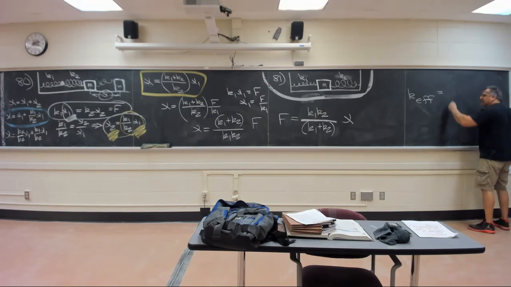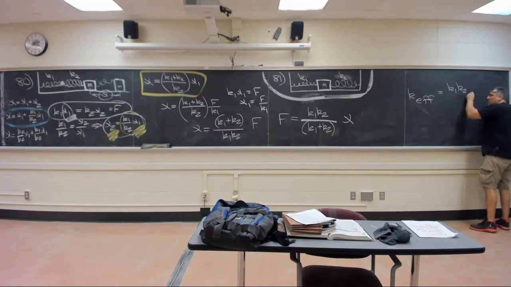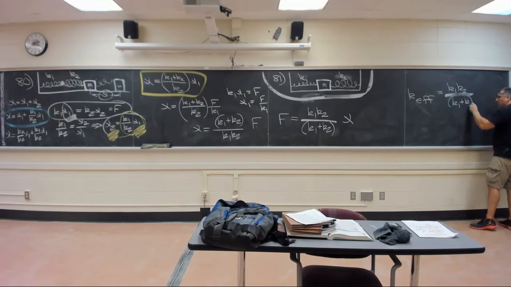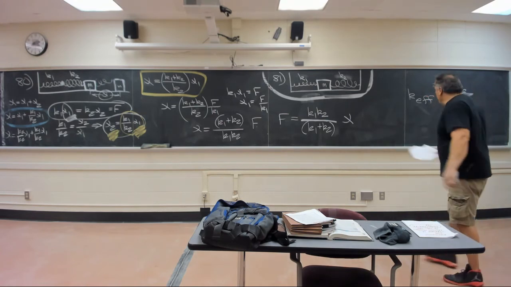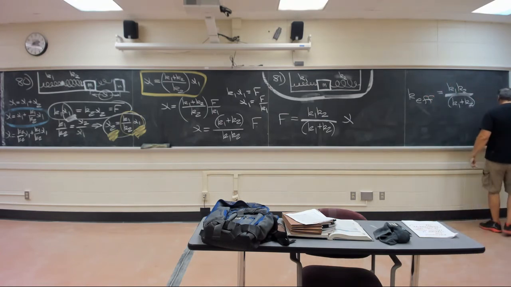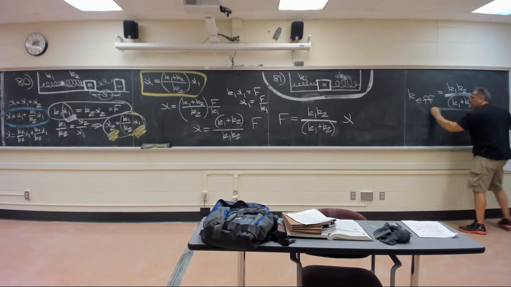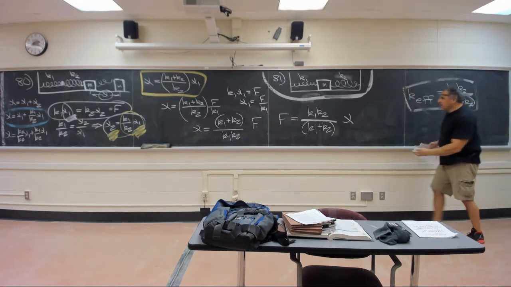The effective spring constant is K1, K2 over the quantity K1 plus K2. K1 times K2 over the quantity K1 plus K2. Is that true? Sure looks like it.